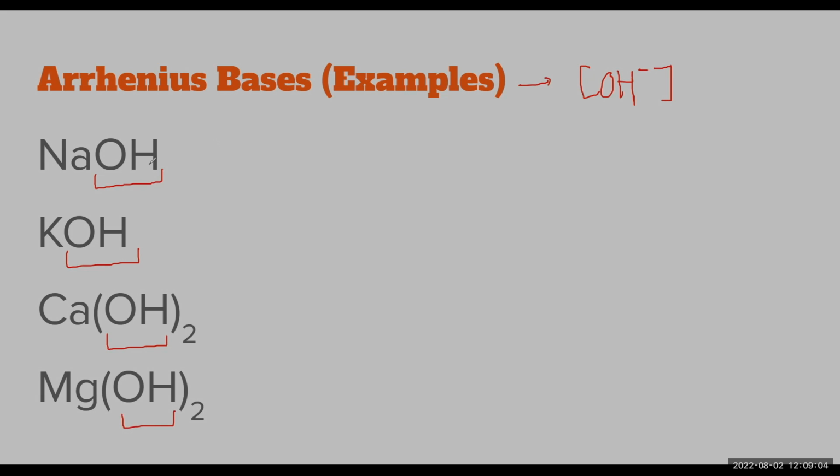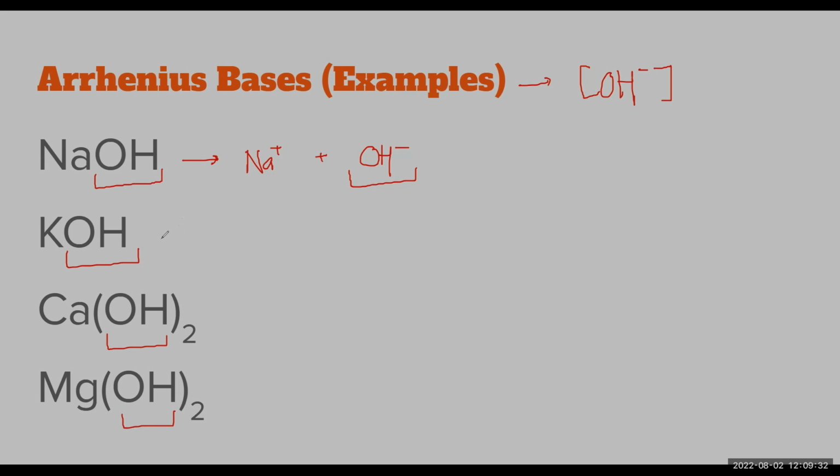So this first one is NaOH. This is sodium hydroxide. It breaks up into Na plus and the OH minus. And so we can see here there's OH minus. Another common use for sodium hydroxide, you might see it in your soaps, lye, drain cleaner and all that stuff.